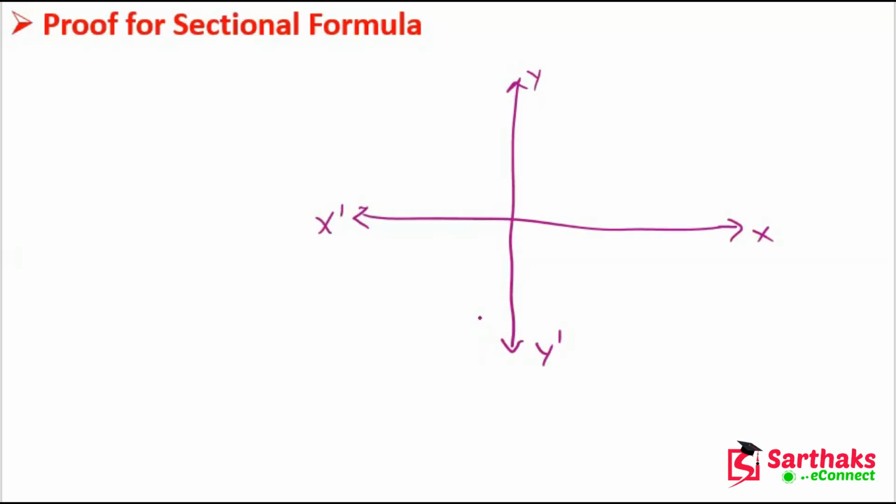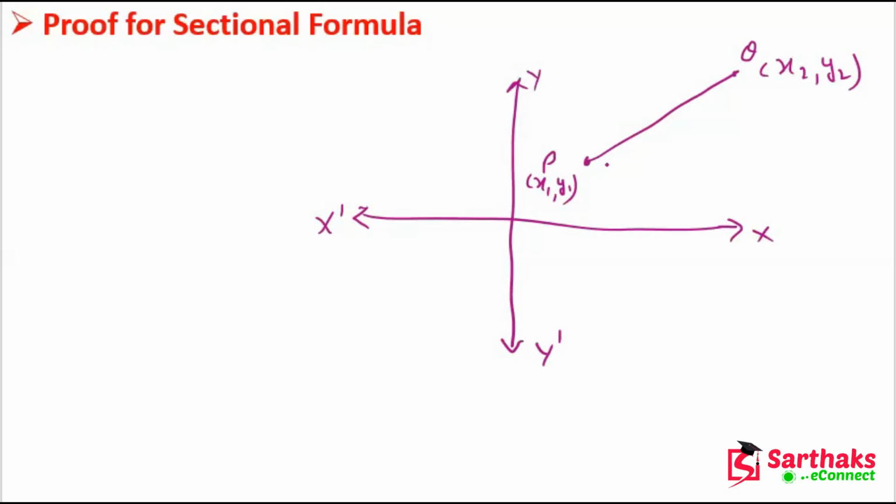Now we have two points. Let's suppose this is our point P, x1, y1, and we have another point Q, x2, y2. Now join these points.